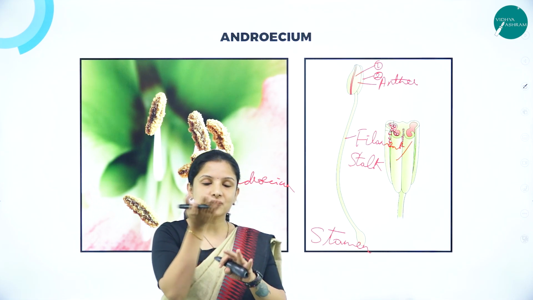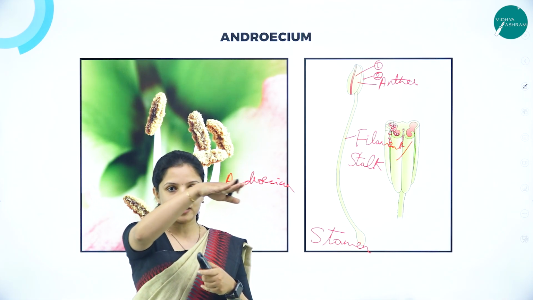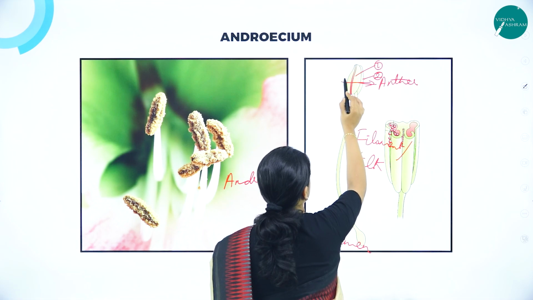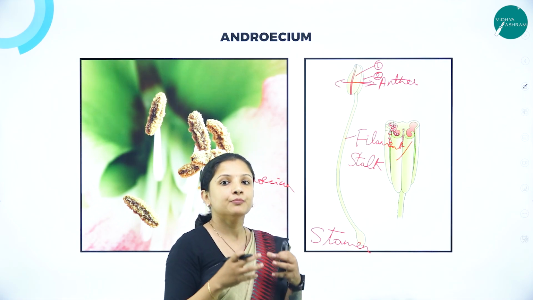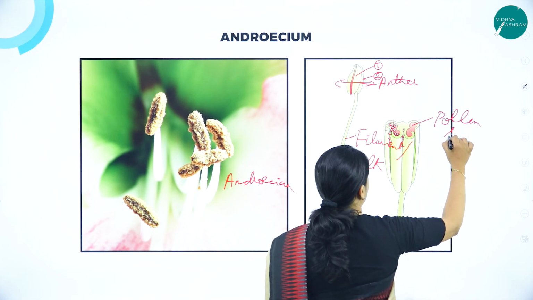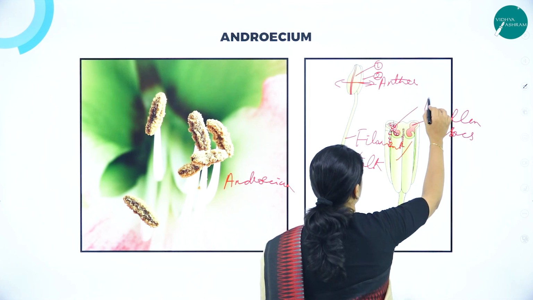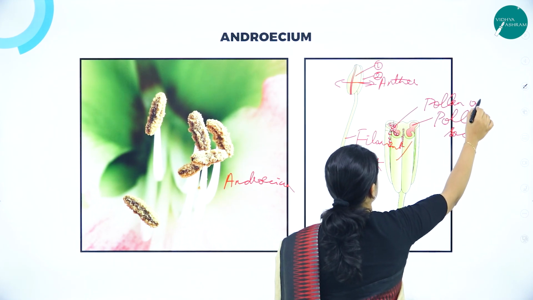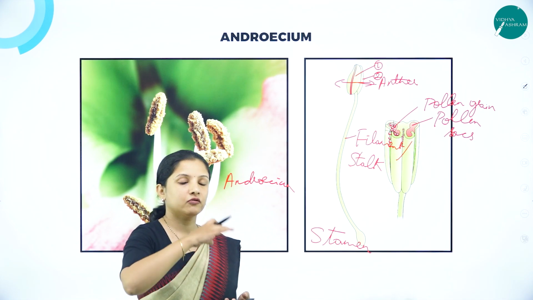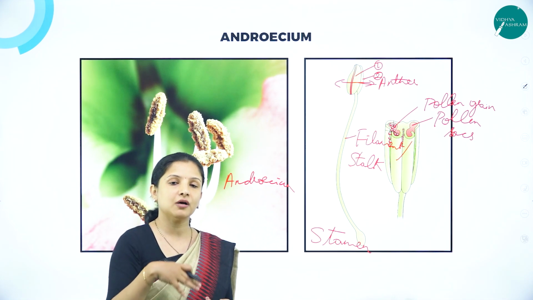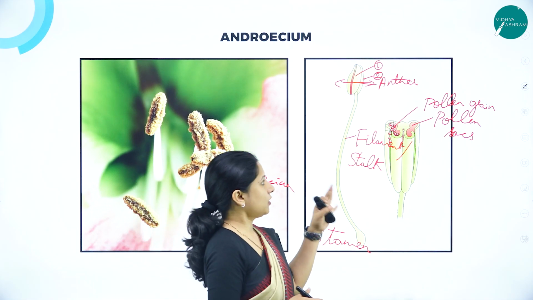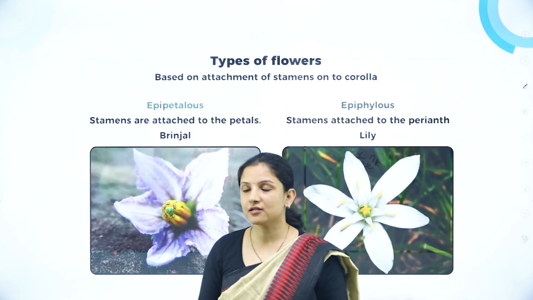Now when we take a transverse section, which is cutting something like this, of the anther, what we can see are the pollen sacs in it. In the pollen sacs, the pollen grains will be produced. These pollen grains are the ones which will be carried during pollination to the stigma, where they will get deposited, and the fertilization process will take place and the setting of the seed will occur. So this is about the androecium, which is the male reproductive organ.